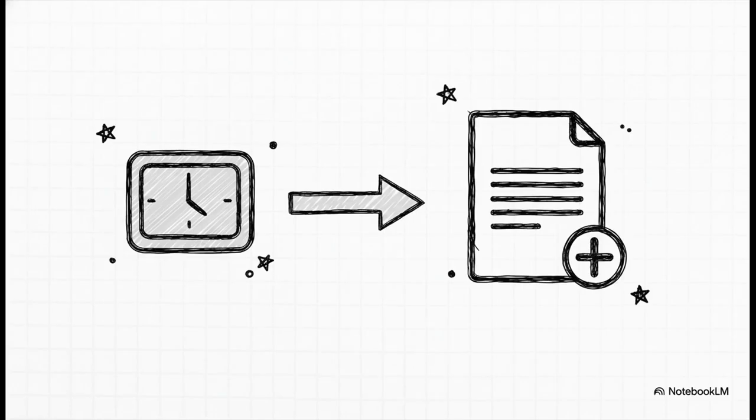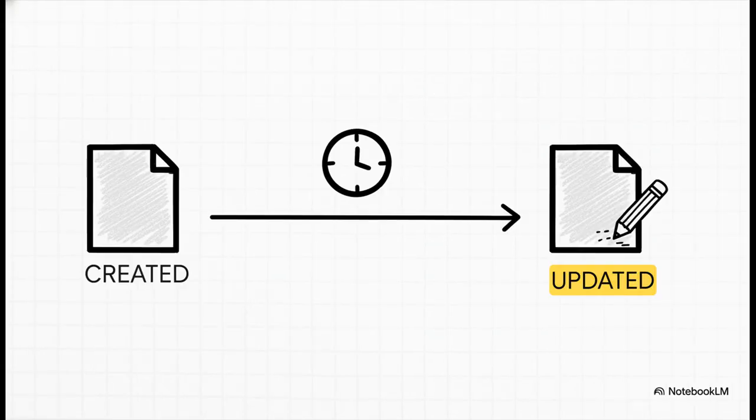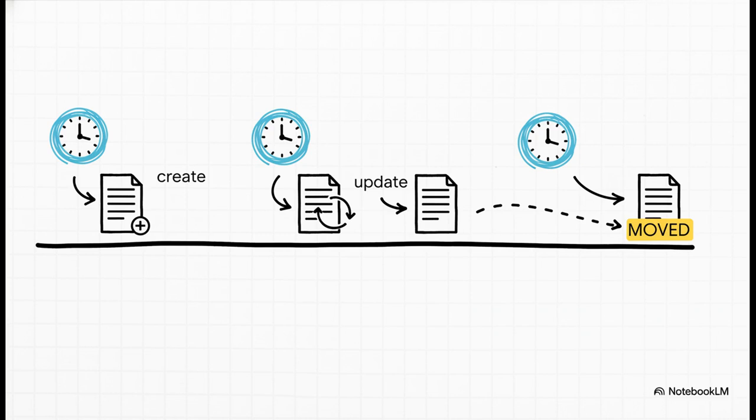Okay, so watch this. At 1 second past 10 a.m., boom, a new activity gets created. Just 2 seconds later, it gets updated with new information. And 1 second after that, it's moved to a totally different technician's route. That's 3 critical events in 3 seconds flat.